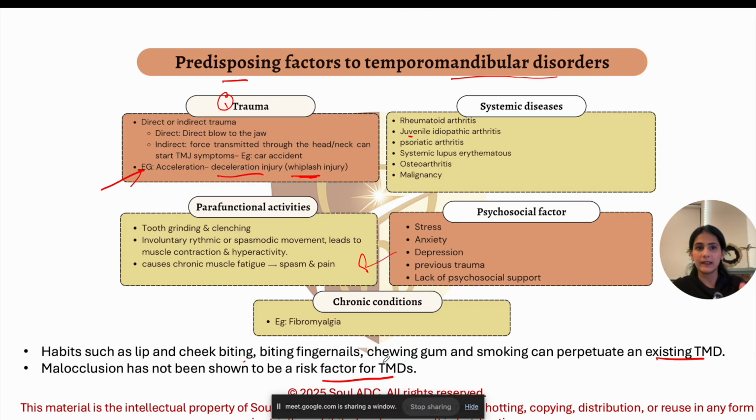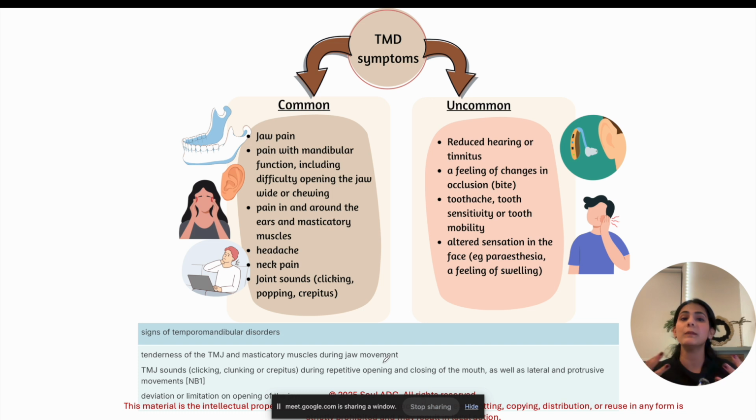So, these are the predisposing factors. Now, let's understand the symptoms a person can have. If I'm talking about symptoms and signs, what are symptoms? Symptoms are what the patient is observing, and signs are what we are observing. So, what could be the symptoms?